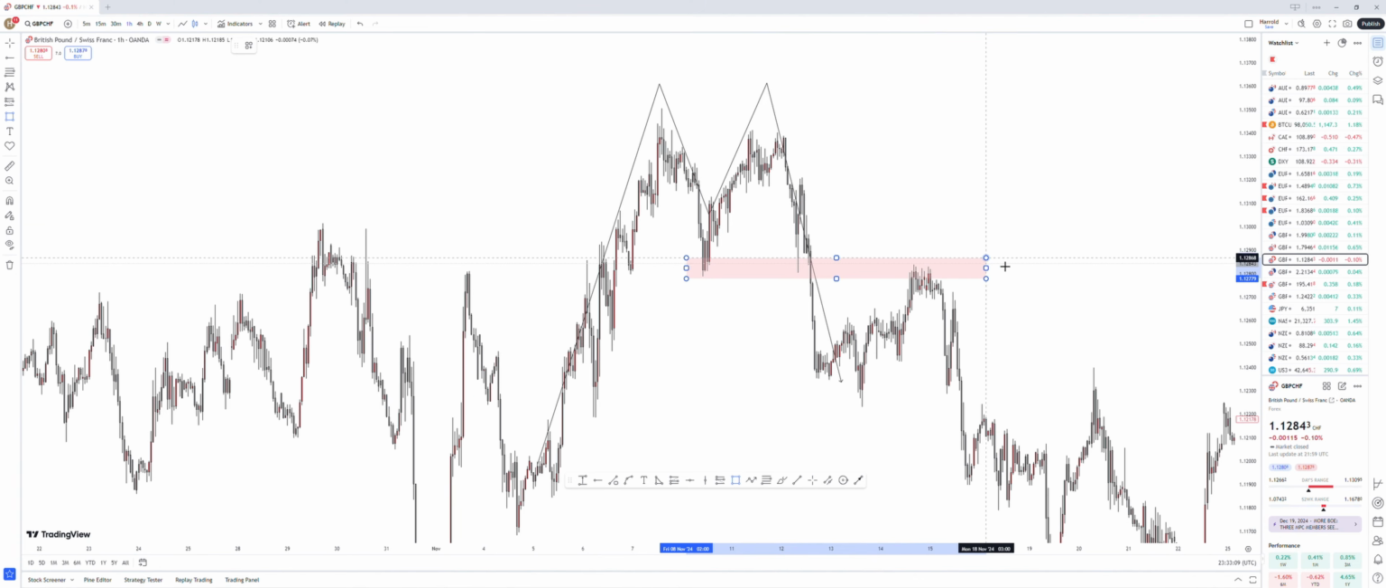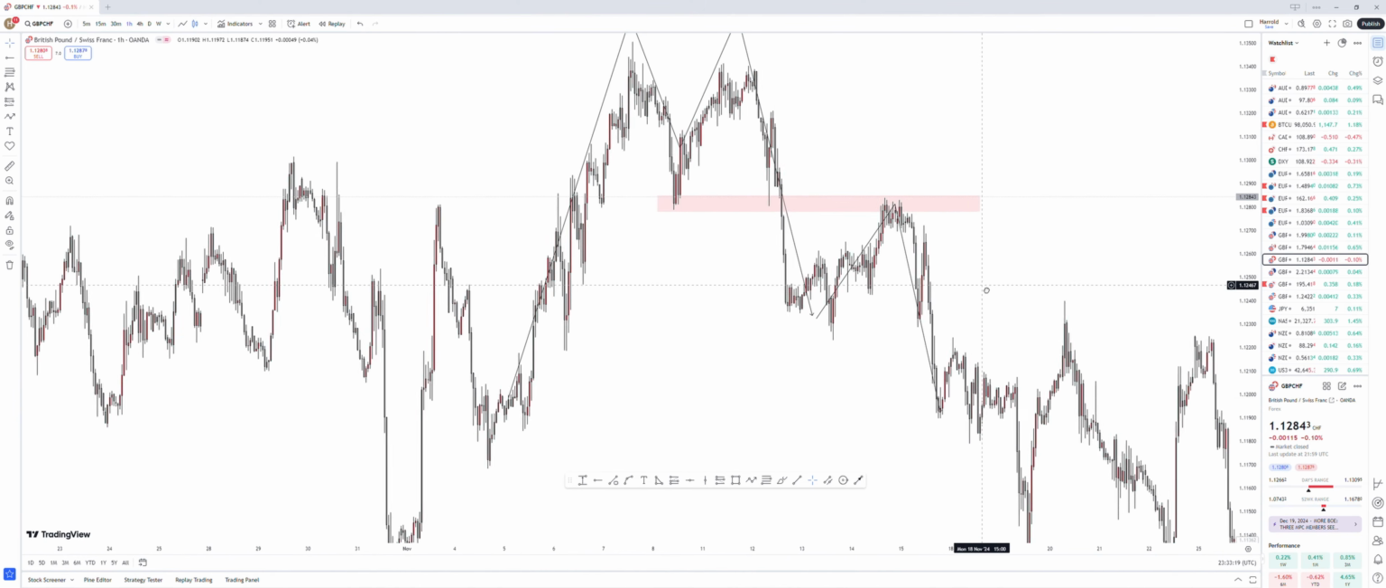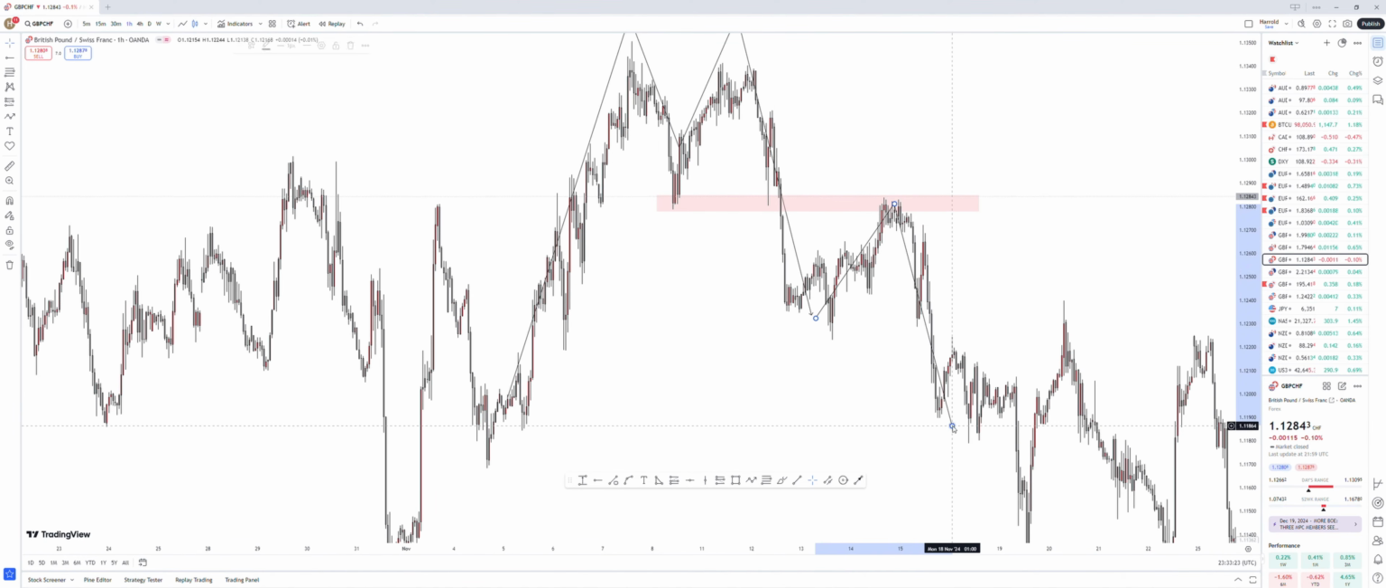You can see we have the break of the neckline, we have our retest, and then price sells to the downside to our target. That's how well the M pattern plays out, and this is how it looks.